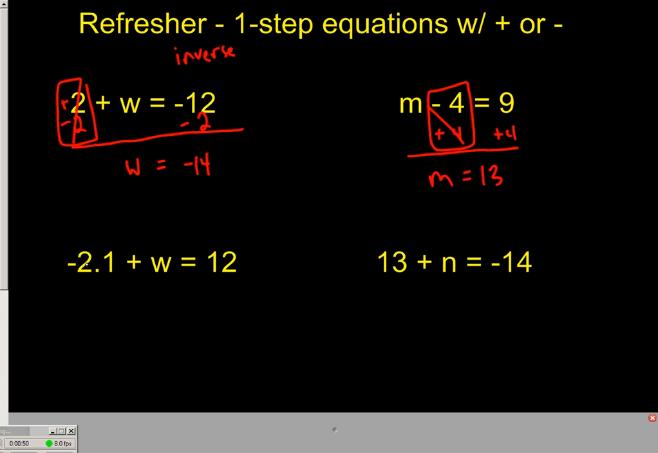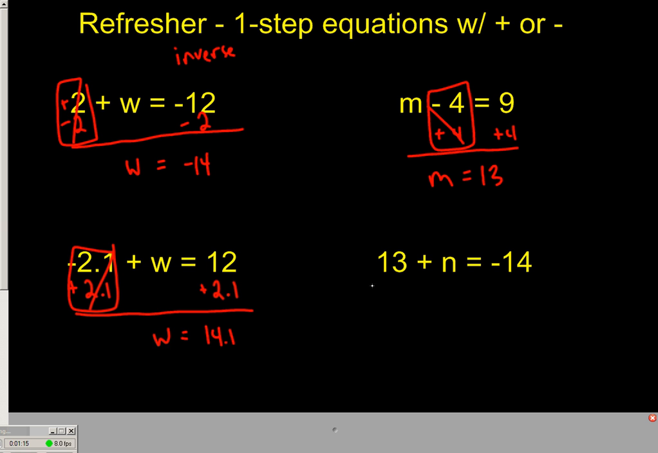It's the same thing. This is a negative 2.1, so add 2.1 to both sides. And this cancels out. That's the whole reason that we're adding 2.1, to get that w to go into the side of an equation all by itself. And then 12 plus 2.1 is 14.1, or 14 and 1/10.